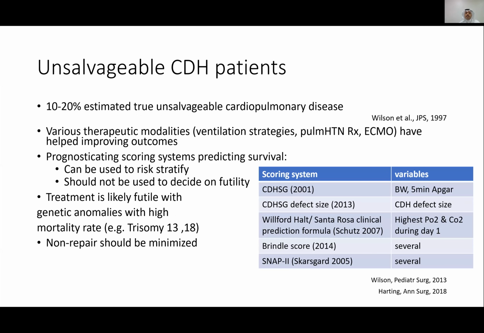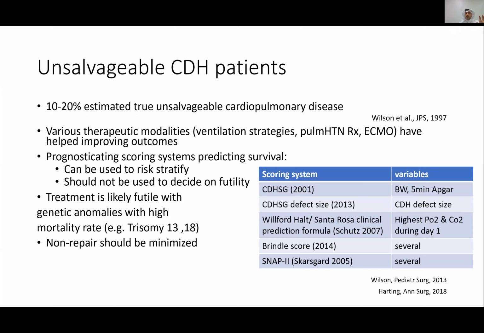So what about unsalvageable CDH patients? What I mean by that is the patients that you see, they're very, very bad. They have significant pulmonary hypertension or maybe cardiac dysfunction as well, which you don't think you can actually operate because you don't think they will survive. So the percentage of those patients are about 10 to 20%, and usually because of a bad cardiopulmonary disease.